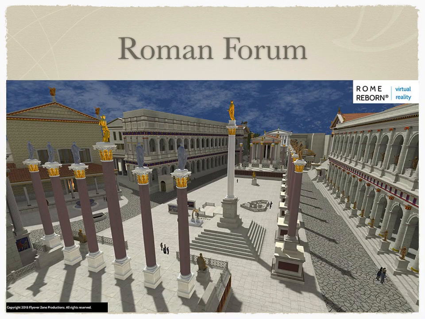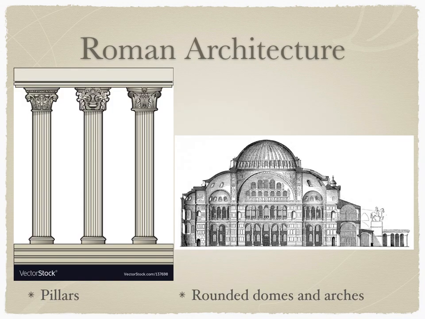This would be a reconstruction of what the Roman Forum might look like. So this would be the marketplace where people would meet. They would also discuss things here, and it would be close to where the Roman politicians would have been meeting as well. So now we look at what Roman architecture looked like.